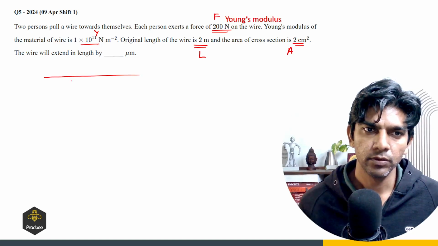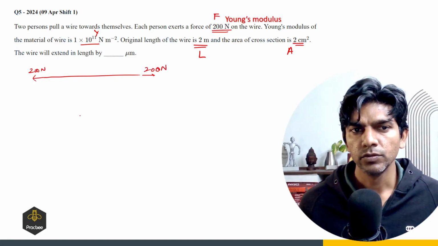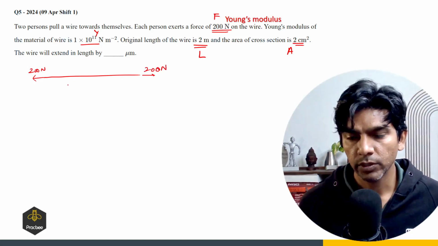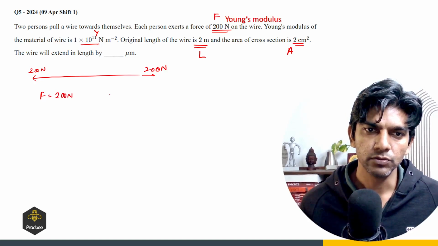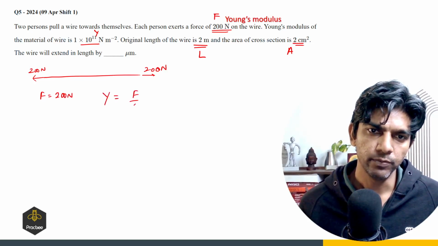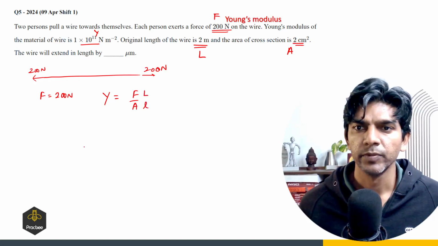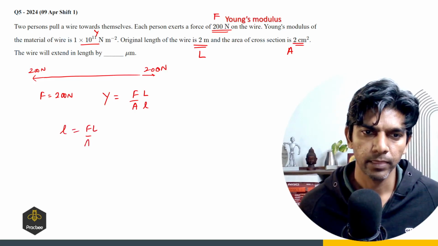So on the wire there is a force of 200 Newton in the left direction, 200 Newton in the right direction. So we can say the restoring force will be nothing but 200 Newton. So F will be 200 Newton. So let us apply Young's modulus formula. So that will be F by A, and then we have capital L by small l, where small l is the elongation. So small l will be FL upon AY.